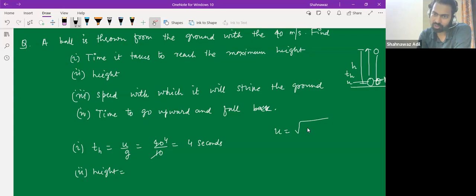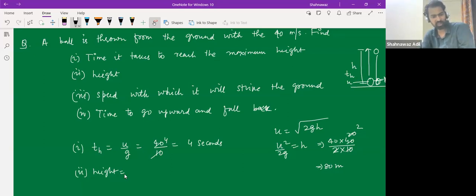Yeah, u is root 2gh, right? So u square by 2g is your height. So u square is 40 into 40, divided by 2 into 10, so 80 meters. Sir, isn't it negative 9.8 or 10? Yeah, but you are going in the positive direction, so all the quantities would be positive. Only the acceleration will be negative.